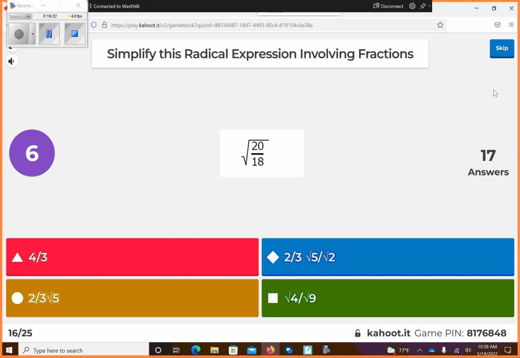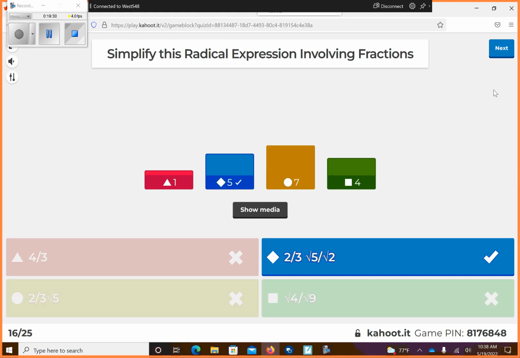Last person. Who fell off the map? Ooh, okay. 5 of you got it right. Let's double check this.